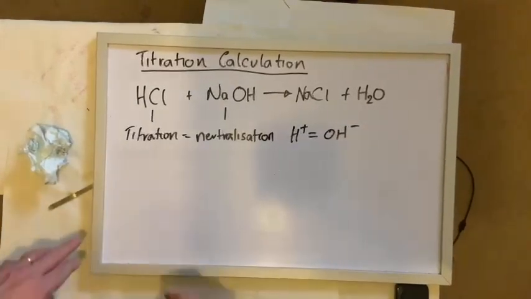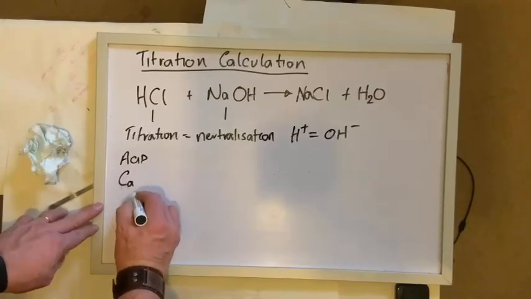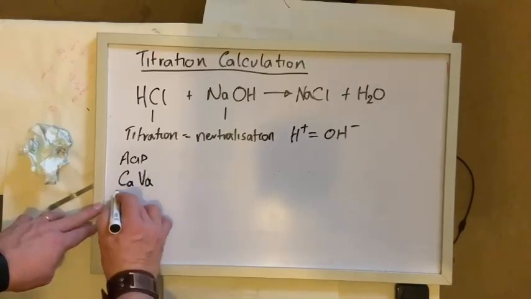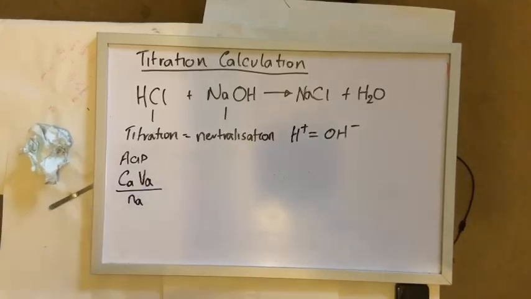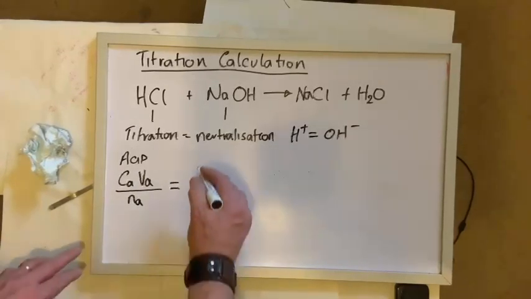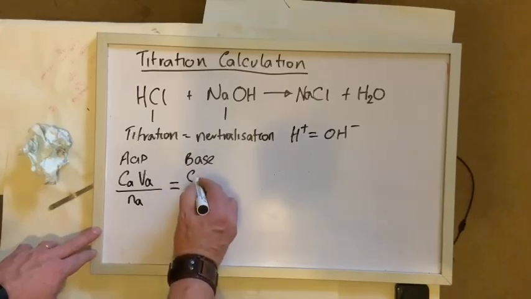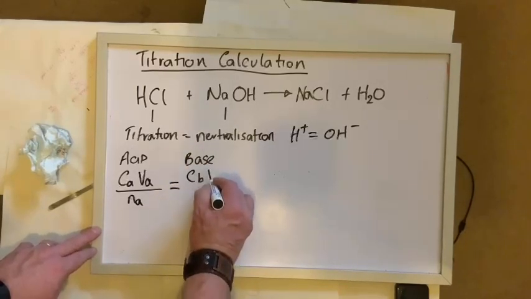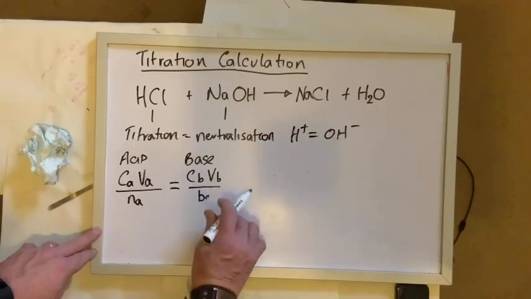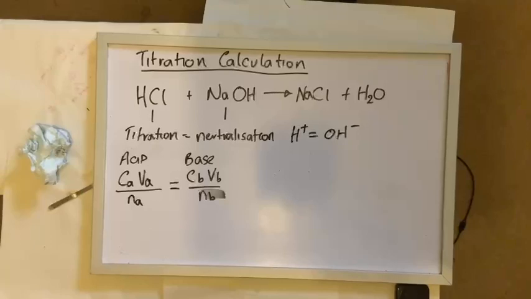Now, if we know the acid side, and we know the concentration, and we know the volume, and we know the number of moles on the acid side, that means if it's to be neutralized, we need to be able to work out the same on the base. So if we know the concentration on the base, and the volume of the base that we used, and the number of moles of the base, then they have to be equal.